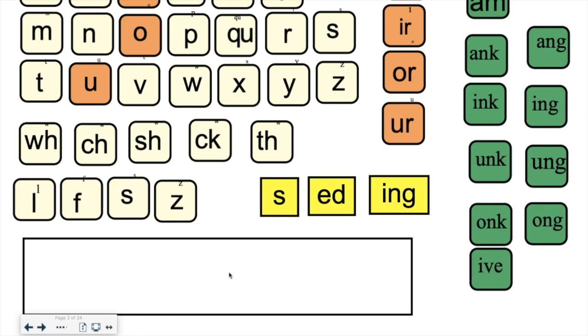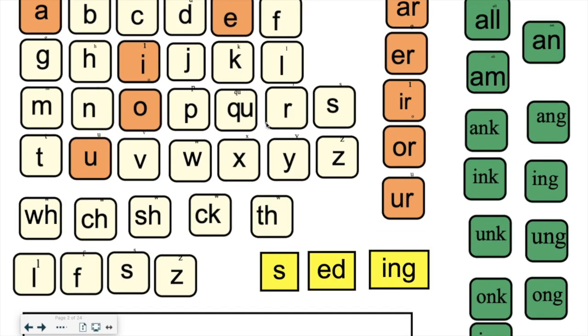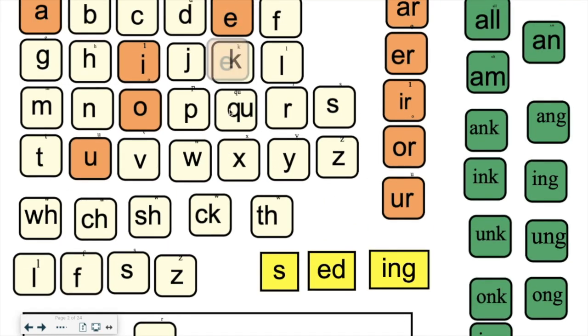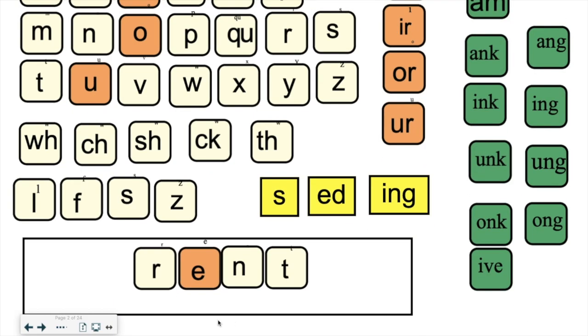So first off, I'm going to put a word up here. So let me grab some letters, and when I put this word up, I want you to try to read it. See what it says. Now you maybe were sounding it out while I was putting the letters down. So if you weren't doing that, then let's try to sound it out right now. Rent.